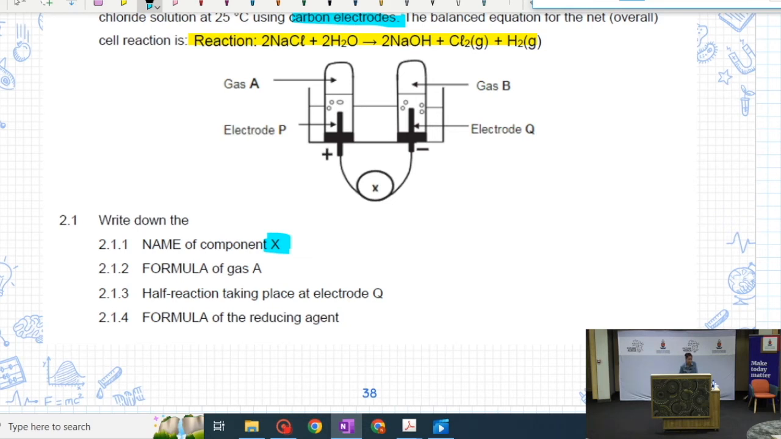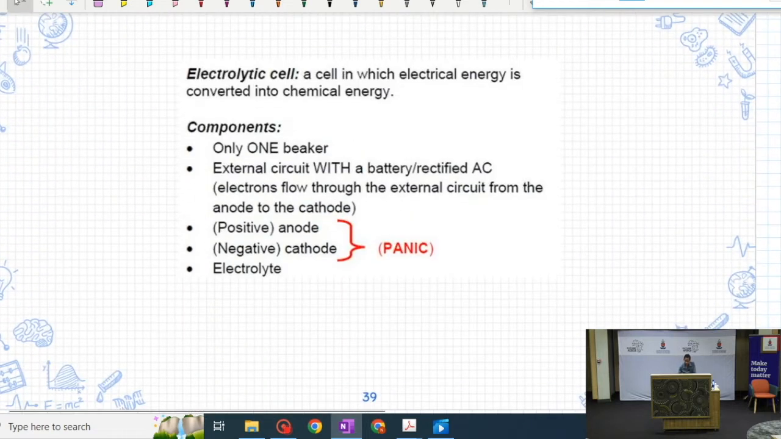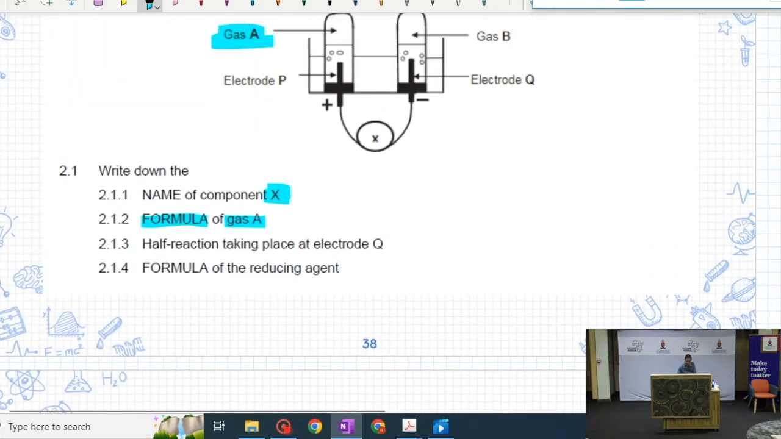It is a battery, a cell or a battery, right? This is an electrolytic cell, so we're using electricity to drive a chemical reaction. They said the formula of the gas at A. Now over here, there are little clues that you can use to help you. Remember I said panic. Panic is going to help you when you start to panic. Panic means positive anode.